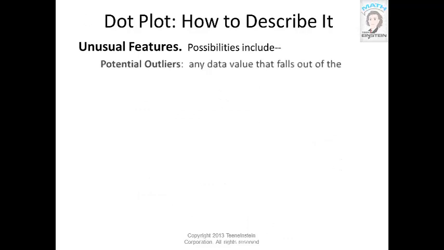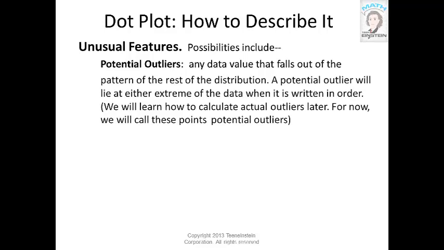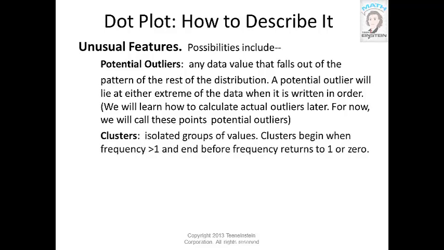How to describe it? There are some possibilities for potential outliers. An outlier lies at the extreme of the data. It may be on the left side or on the right side. We will learn how to calculate the actual outliers later in another video. Here, an outlier will be extremely at the end. For example, in a class, all the students scored between 40 and 80 on the test. One student got only a single digit, less than 10 marks, or one student got more than 95. So they are called outliers.